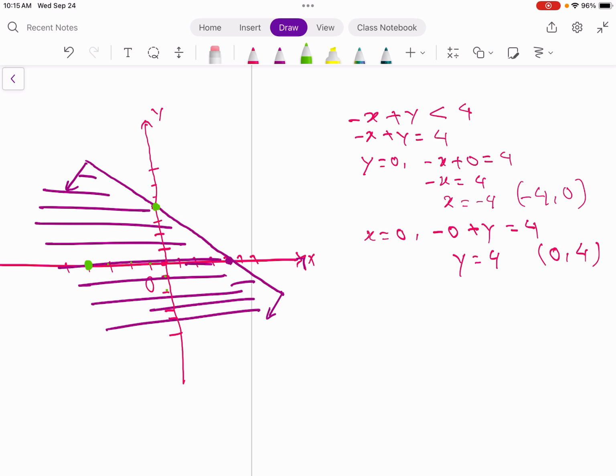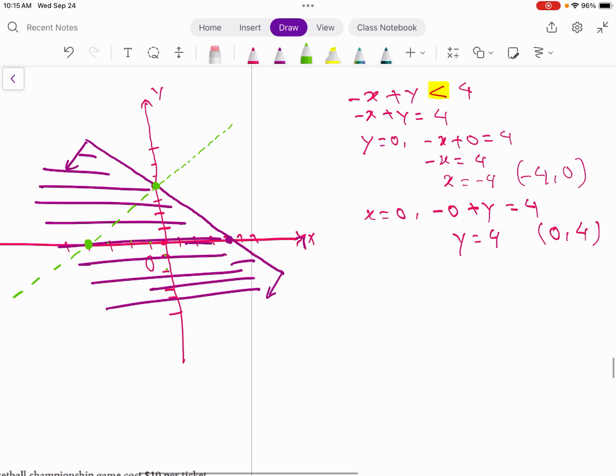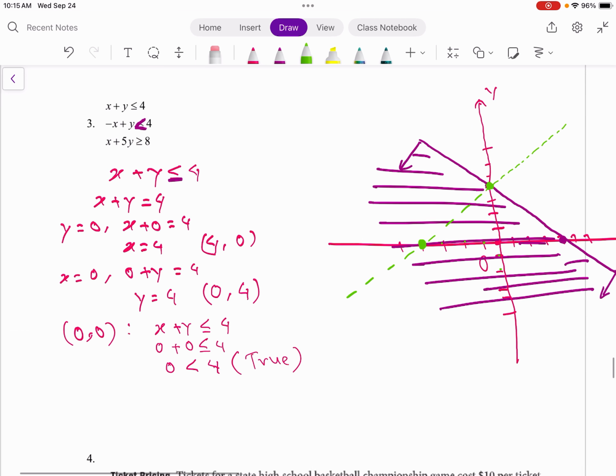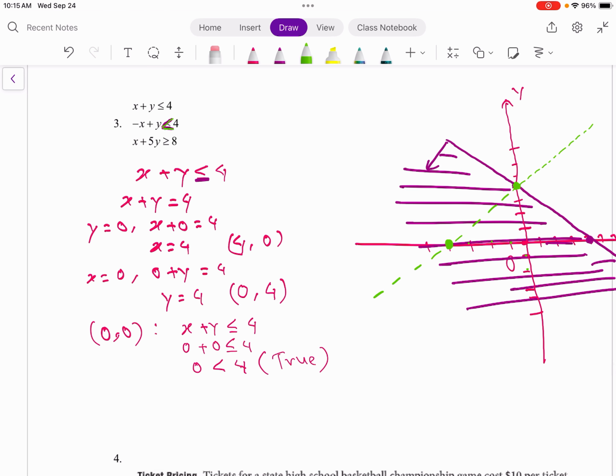Now what kind of line do we use to connect these 2 points? We have a strictly less than, so we use dotted line. So let's use dotted line to connect these 2 points. Yes, I'm sorry, in the question there was less than or equal to, I changed that. So here I change it into strictly less than.